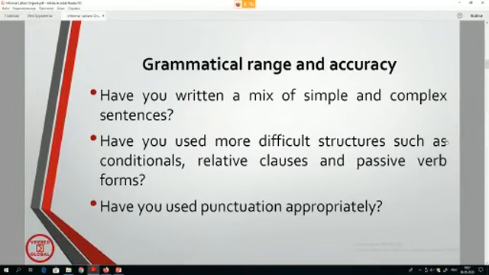The next aspect is grammatical range and accuracy. Here, we see that this criterion refers not just to how many grammar mistakes you make. It concerns accuracy in this way, but also how many different structures you can use. Have you written a mix of simple and complex sentences? Have you used more difficult structures such as conditionals, relative clauses, passive verb forms? Have you used punctuation appropriately? So everything makes sense.